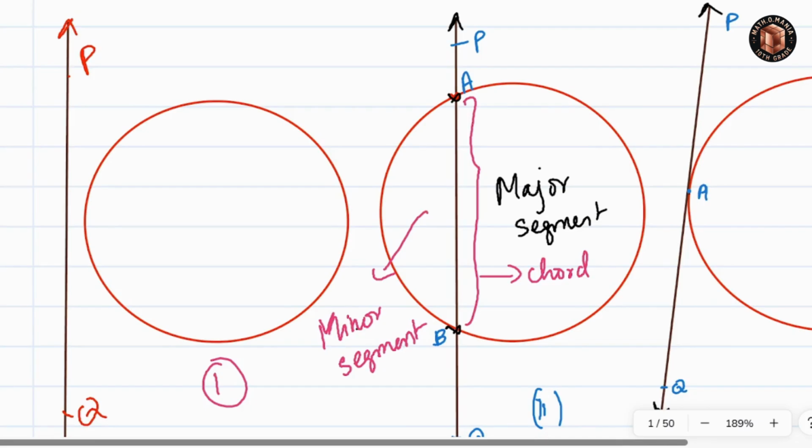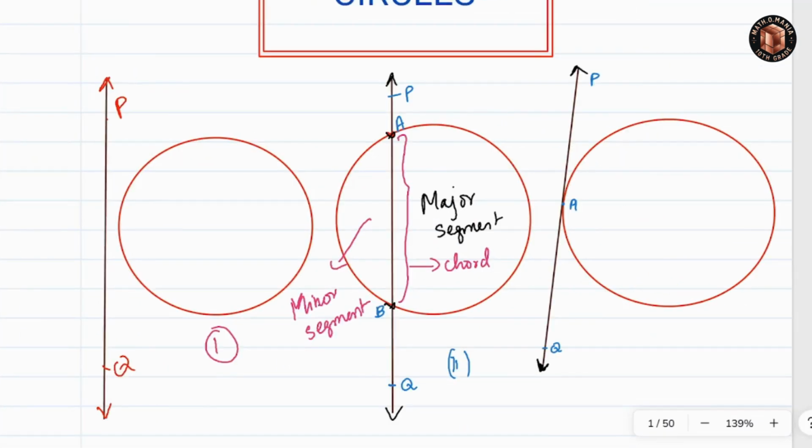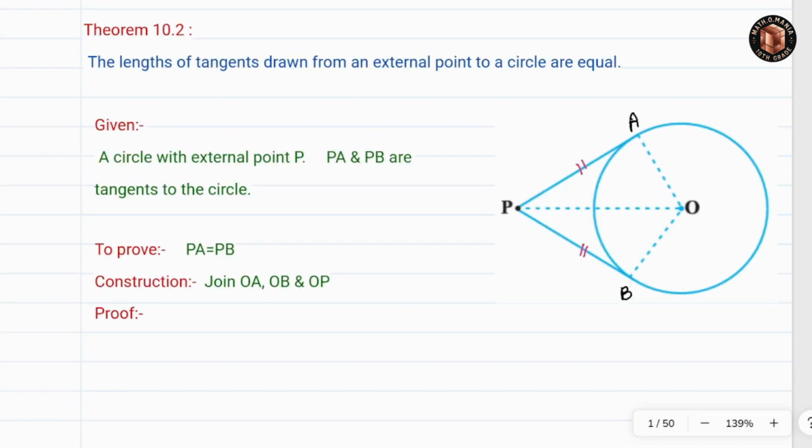Clear? Now we have to learn one theorem. In this chapter we have to learn only one theorem. That theorem is also important. Now let's do theorem 10.2. Here the theorem says that the lengths of tangents drawn from an external point to a circle are equal. Here P is our external point, and PA and PB are the tangents. As per the theorem, what we have to prove is that PA equals PB. In order to do that, we have to join OA, OB and OP.